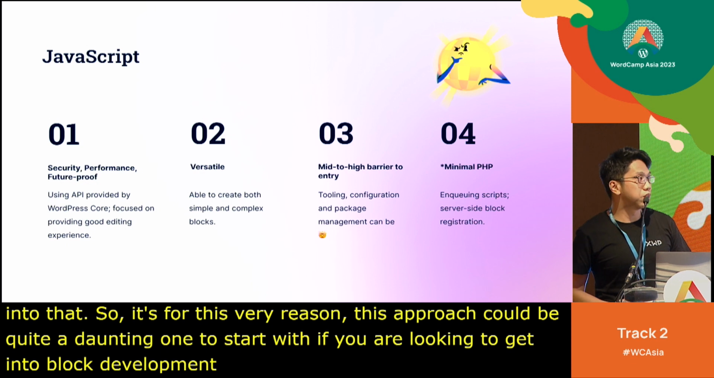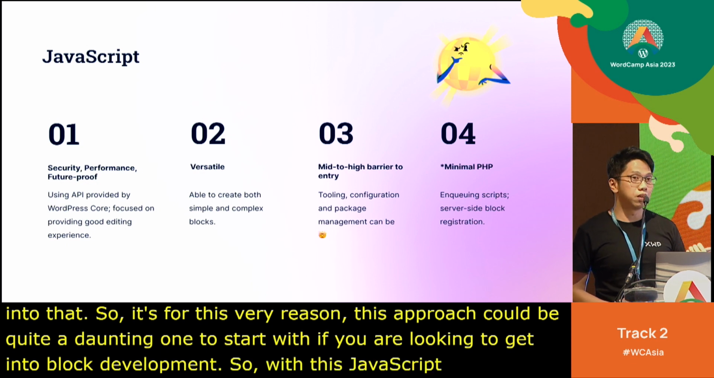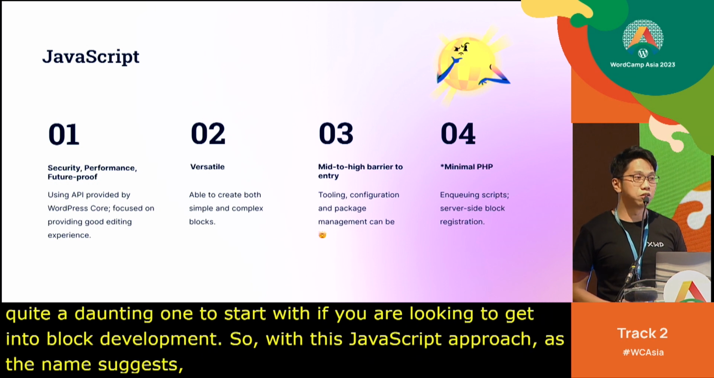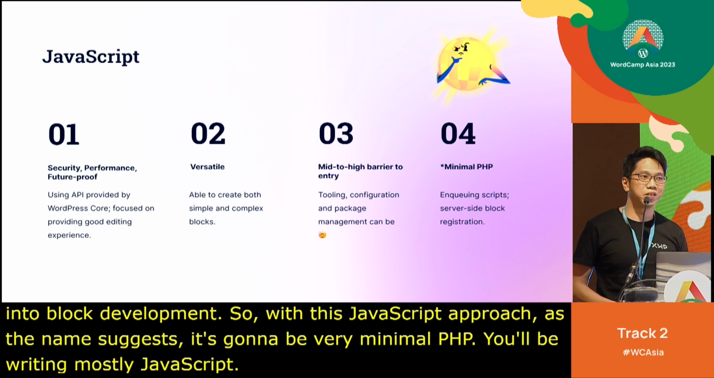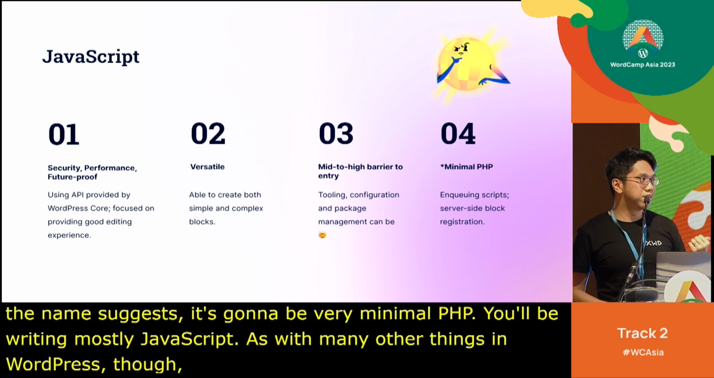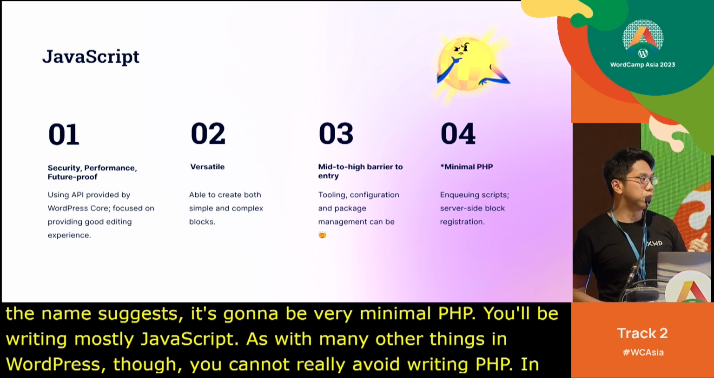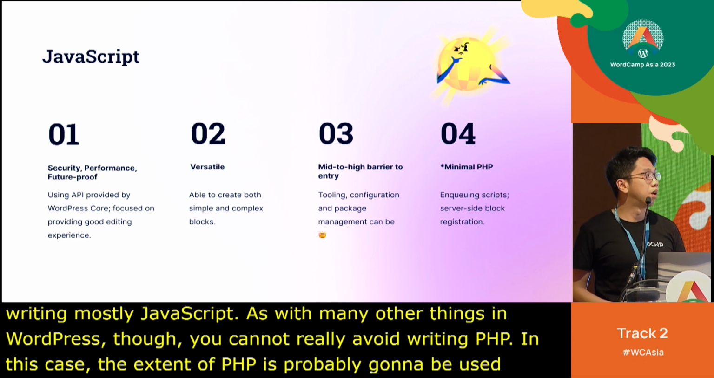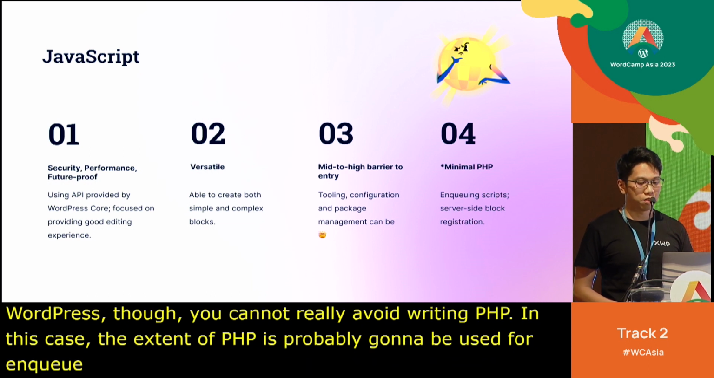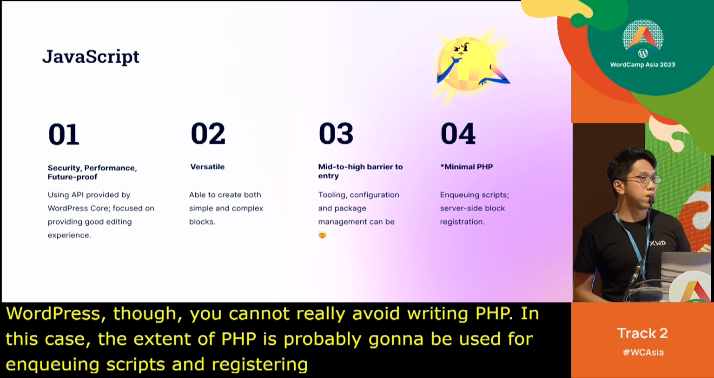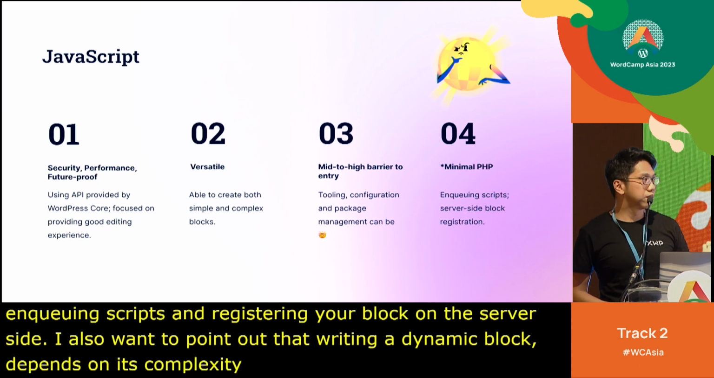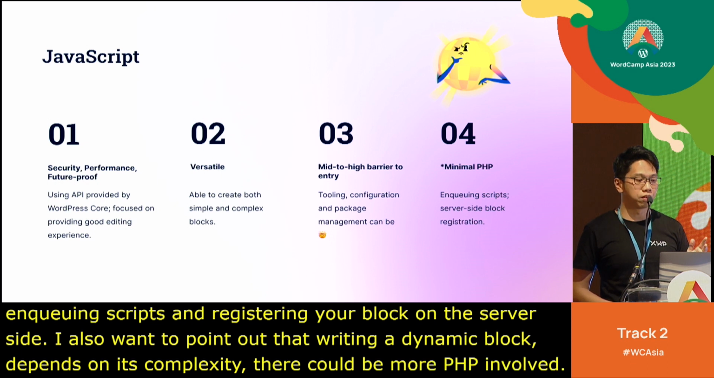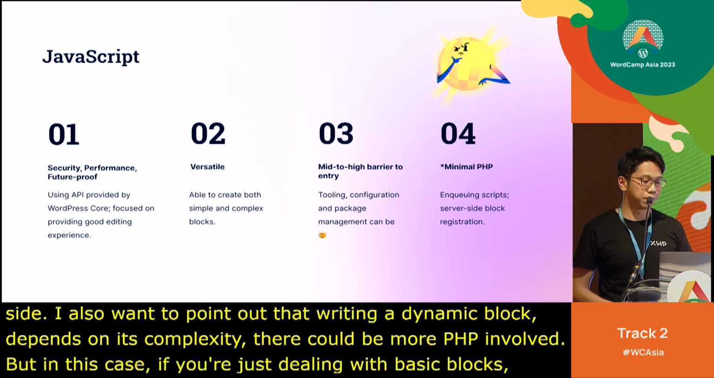With this JavaScript approach, as the name suggests, it's going to be very minimal PHP. You'll be writing mostly JavaScript. As with many other things in WordPress, though, you cannot really avoid writing PHP. In this case, the extent of PHP is probably going to be used for enqueuing scripts and registering your block on the server side. I also want to point out that if you're writing a dynamic block, depending on its complexity, there could be more PHP involved. But in this case, if you're just dealing with basic blocks, then it's going to be predominantly JavaScript.